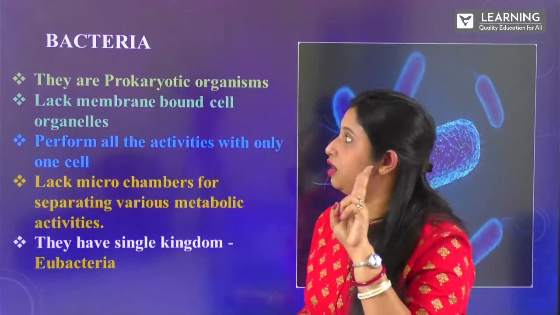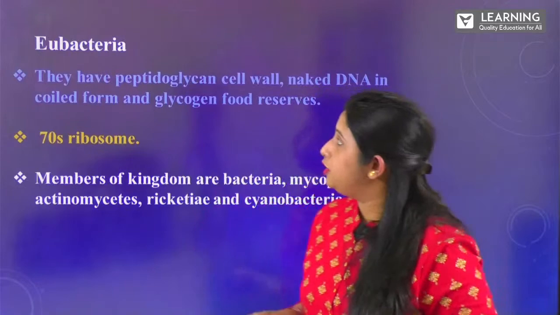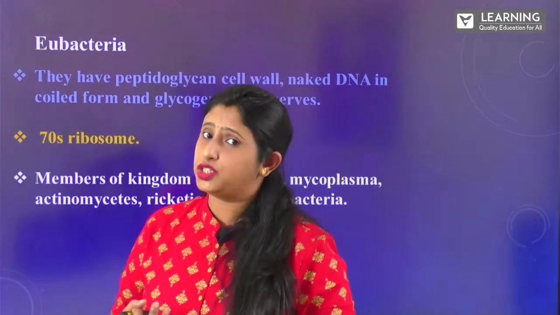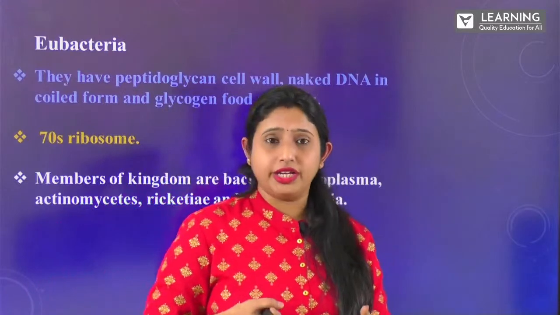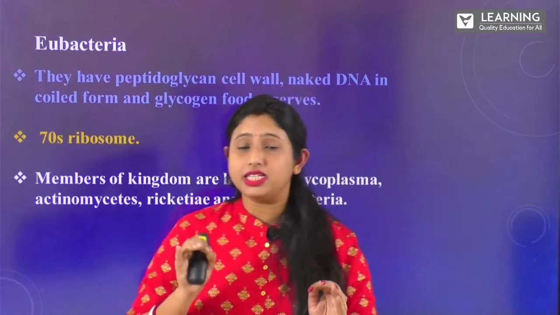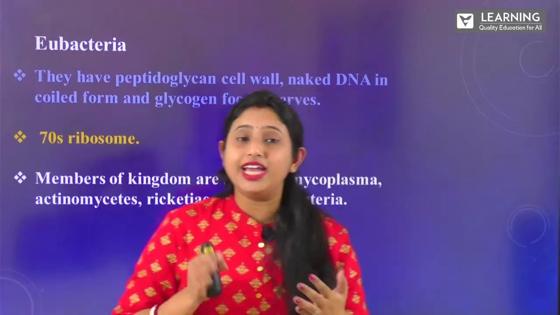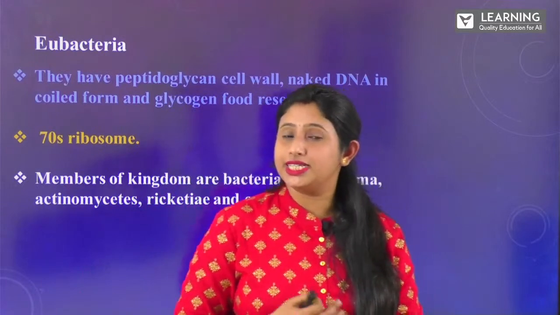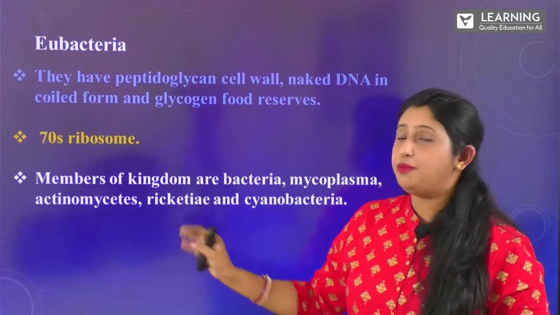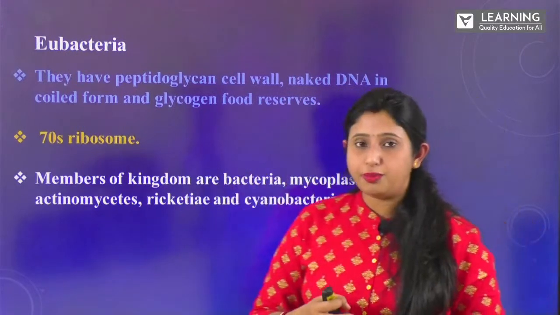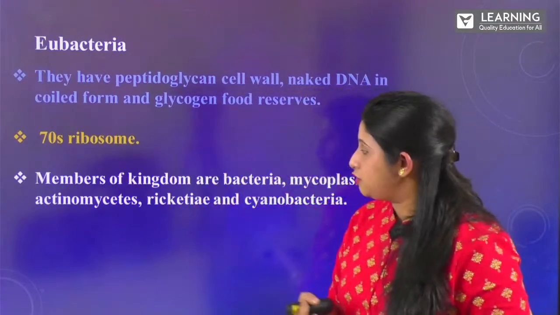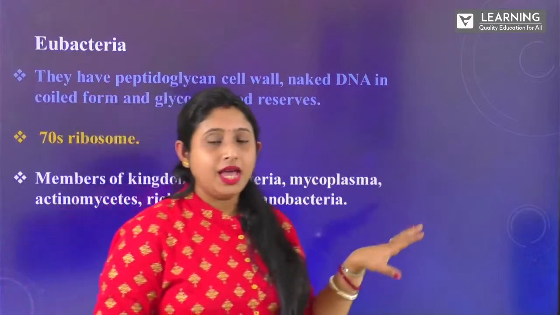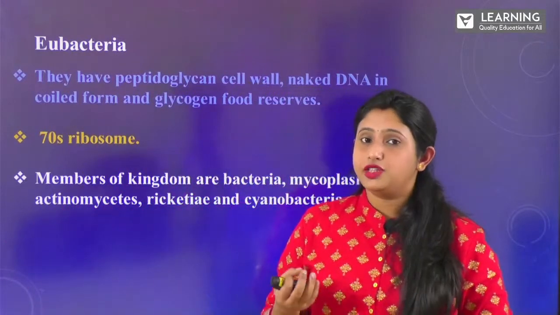Is that clear? Okay. Next is your eubacteria. Under bacteria, eubacteria can be classified. So eubacteria also will have all these characteristics, like they lack membrane bound cell organelles, and also in bacteria they have 70S ribosomes, whereas in the eukaryotes we have 80S ribosomes. Now what is the function of ribosome, do you know? Ribosome helps in protein synthesis. So this is also a type of bacteria. And the members of this kingdom of bacteria are cyanobacteria, then your actinomycetes, rickettsia. These are all the members belonging to this bacteria group only, that is eubacteria. Is that clear? So under bacteria, we can classify it into eubacteria.